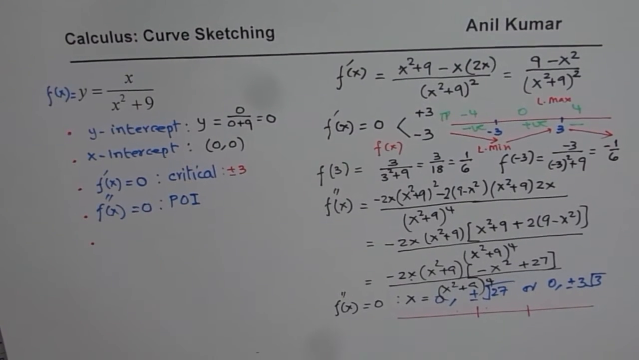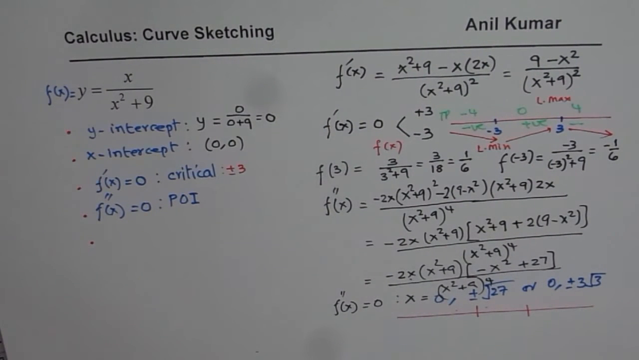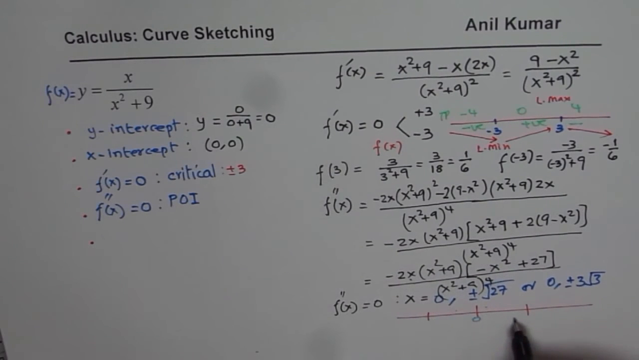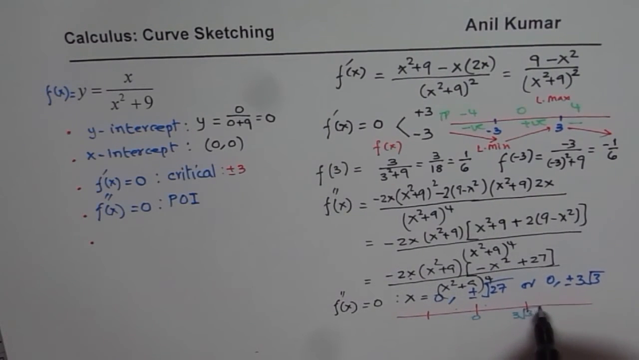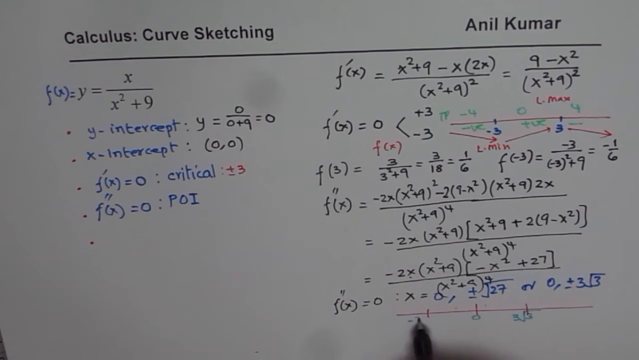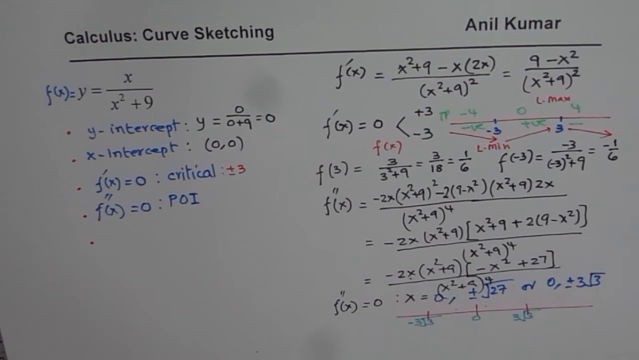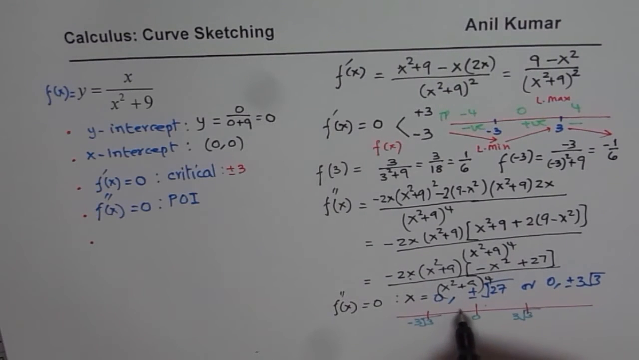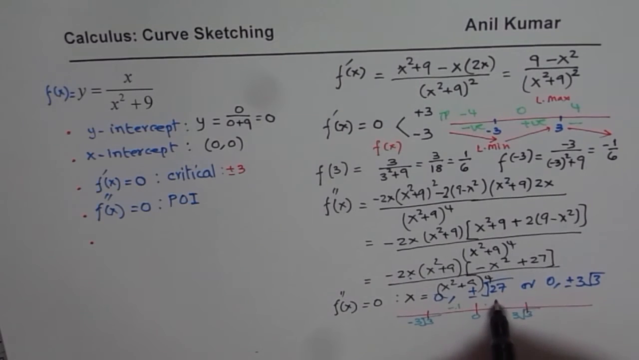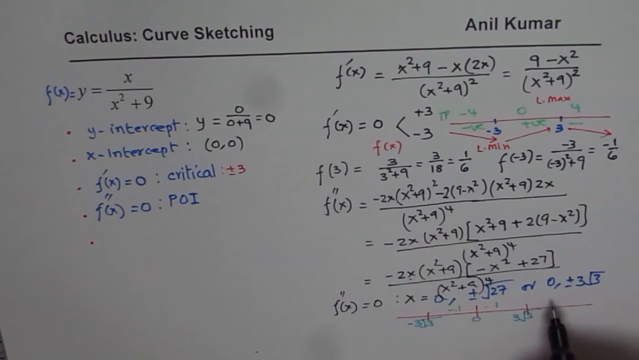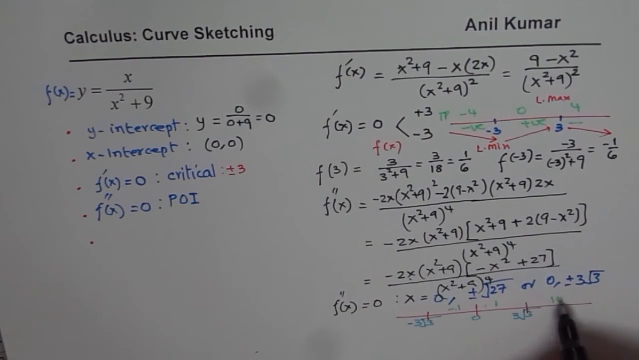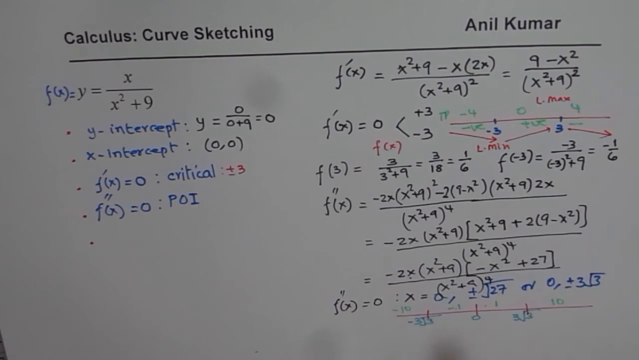So let me push this paper a bit. Okay, so we have 3 points here. Let me put 0 in the center, and then we have 3 square root 3, and minus 3 square root 3. Perfect. Now the test points could be selected as minus 1, plus 1, and we could have a big value, let us say 10 and minus 10, correct.